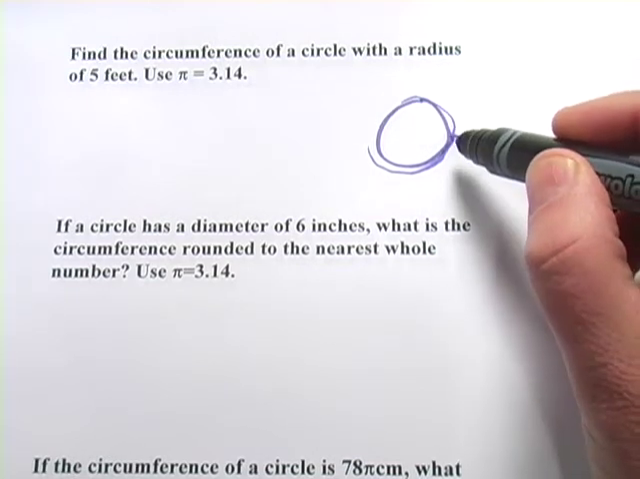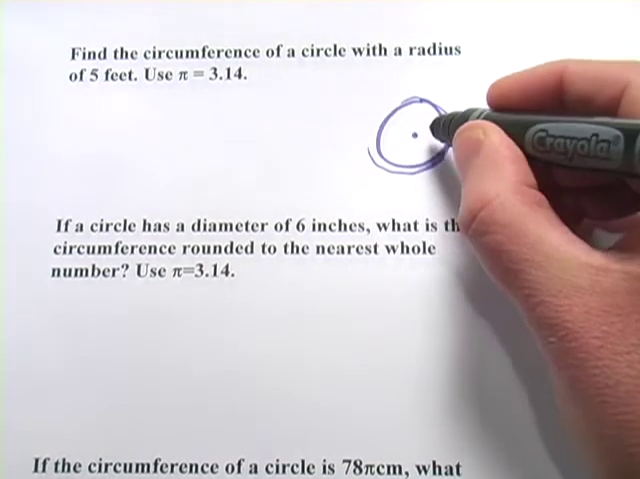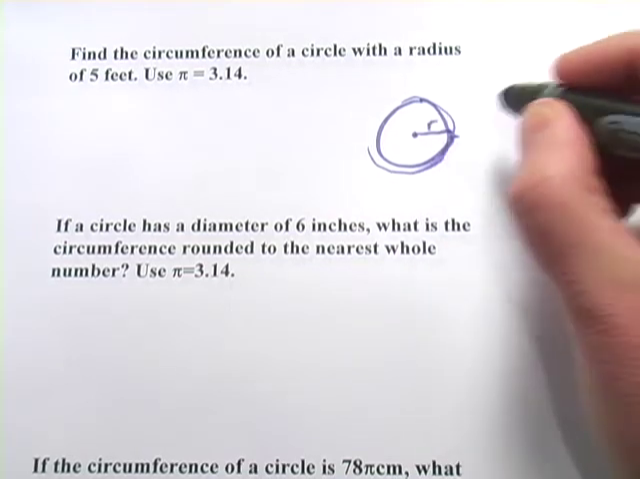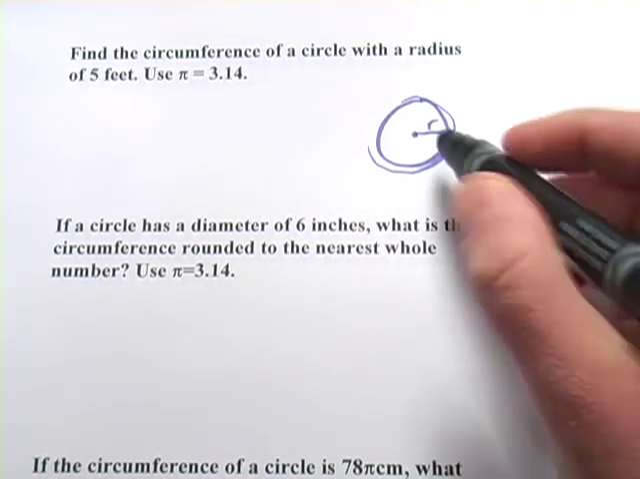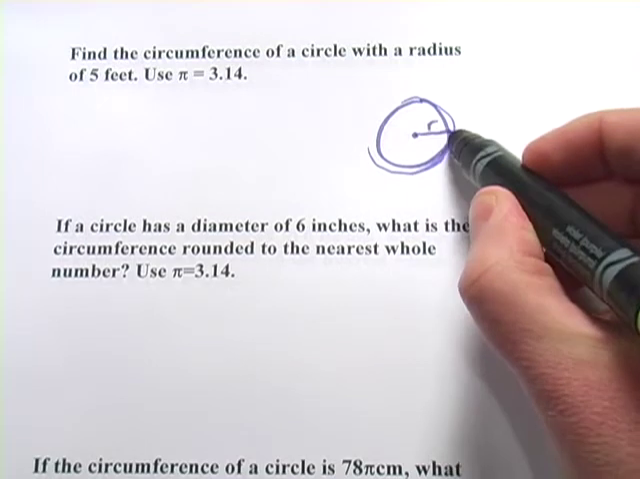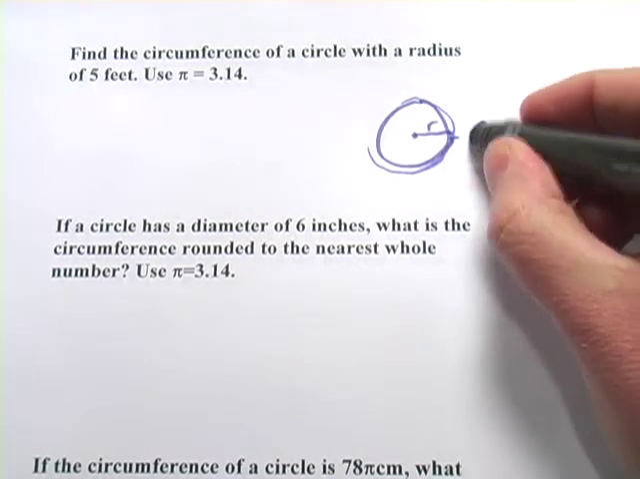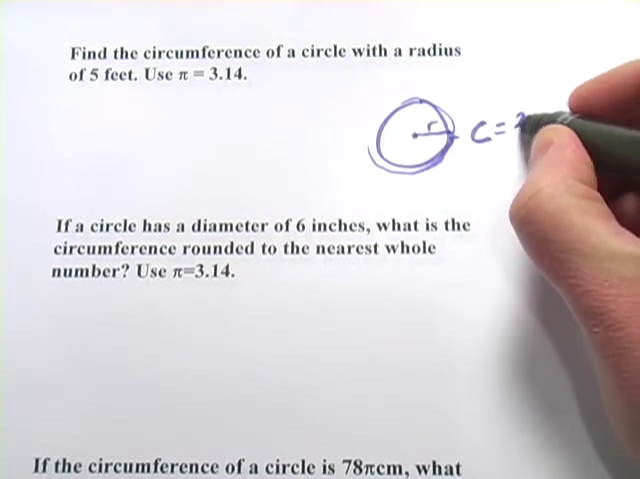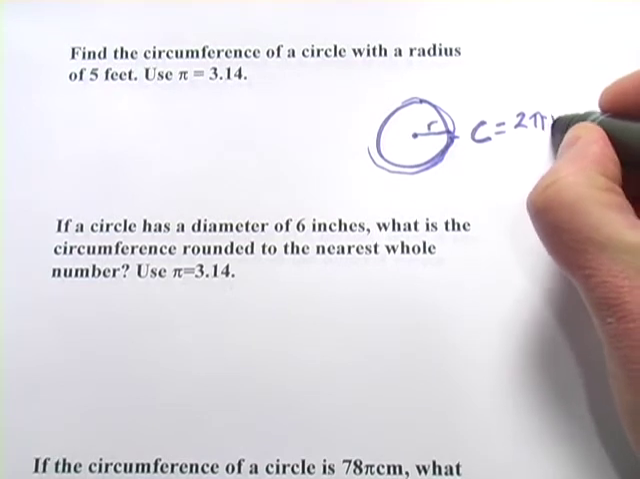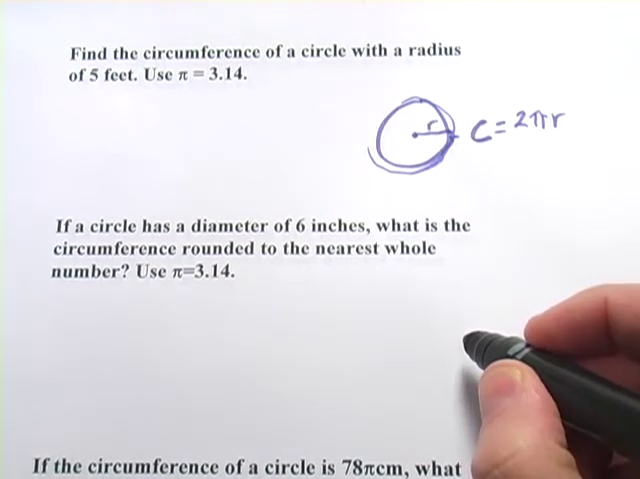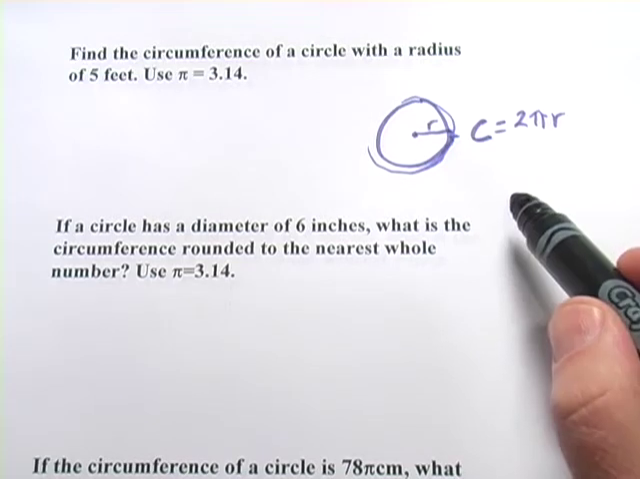The formula for the circumference is based on the radius. So remember, the radius is half of the diameter, so it's that distance from the center of the circle out to the edge. And the formula for the circumference is 2 times pi times the radius, or 2 pi r. And that's what we'll be using in these problems.